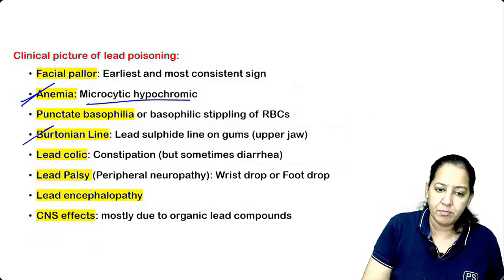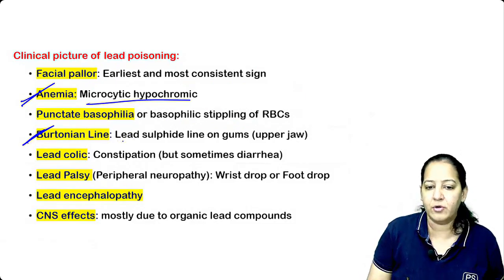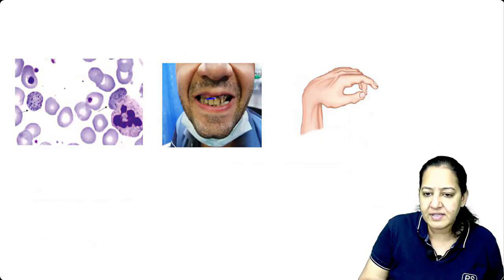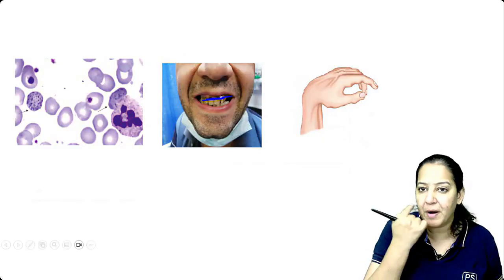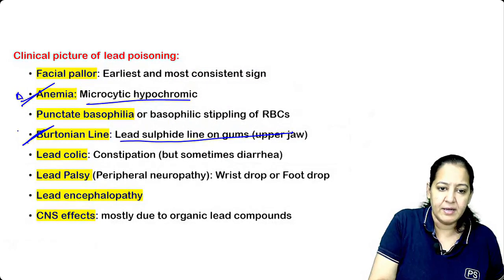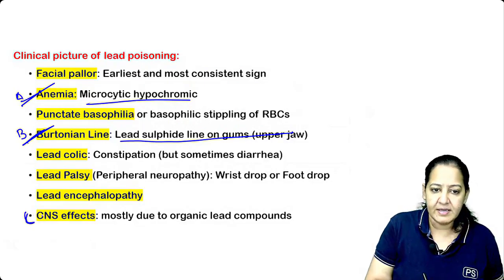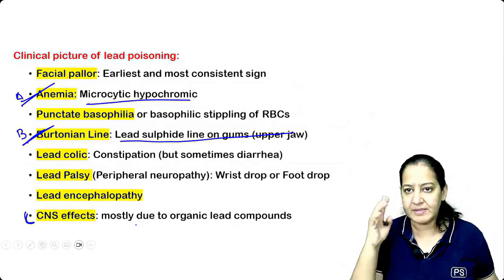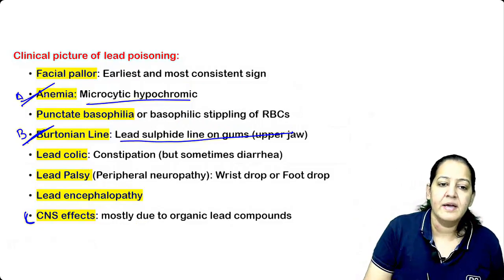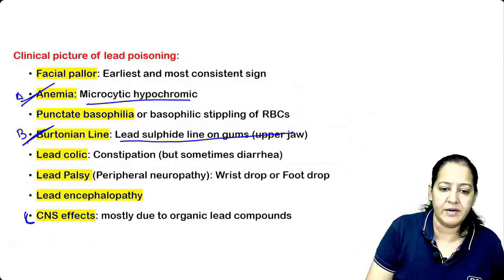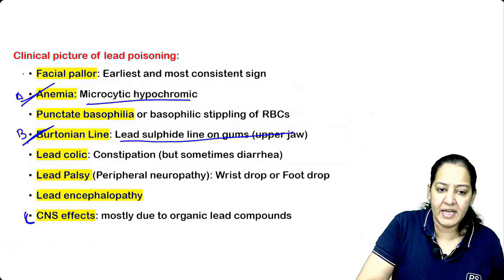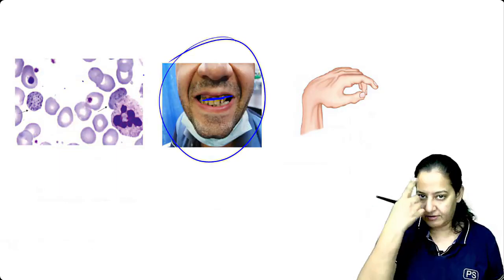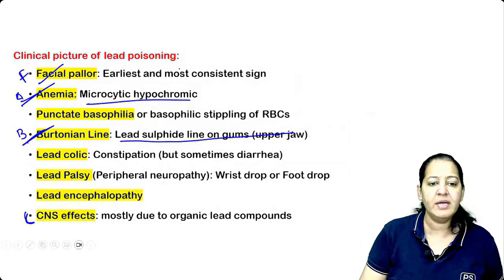Number 2, the patient has Burtonian line. Burtonian line is a lead sulfide line on the gums, upper jaw. Can you see? This is the lead line formed on the upper jaw, Burtonian line. So I will say A, B, C. C is CNS effect. The patient has some CNS effects. D is not there. E is not there. F is there: facial pallor. Facial pallor is also common, due to anemia. So you can learn like that.